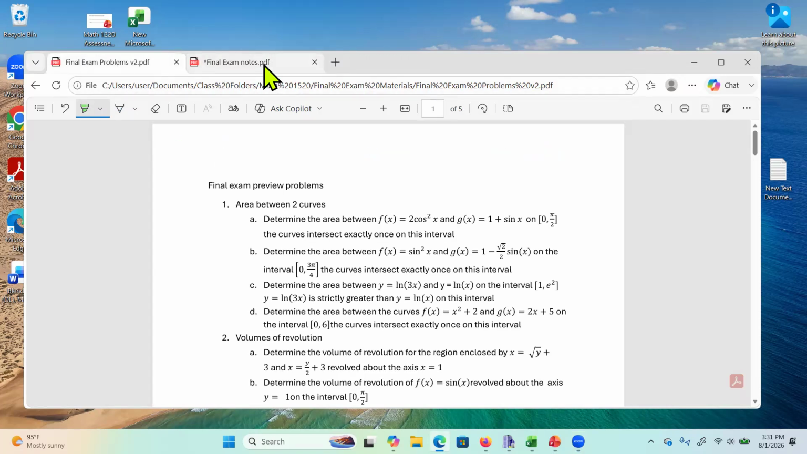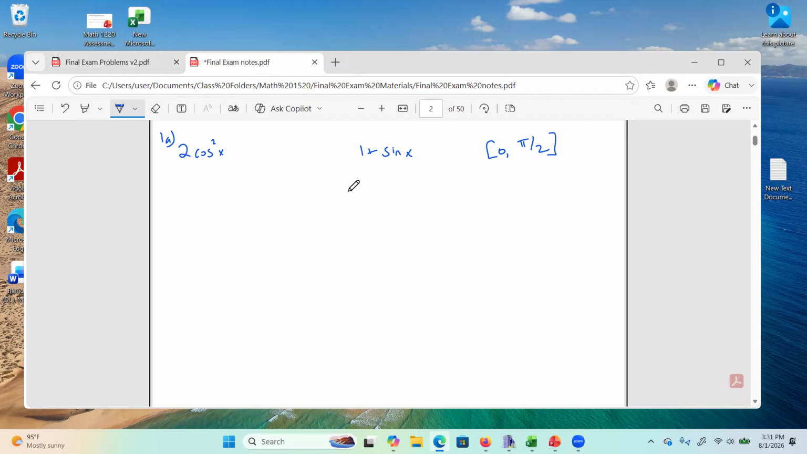It sure is. And we are to figure out the area between the curves 2 cosine squared x and 1 plus sine x. We have y is equal to this, and y is equal to that. And there's a little hint that says, hey, they intersect in exactly one place.